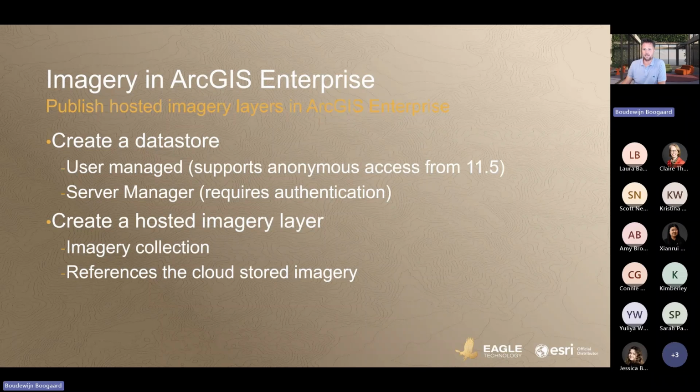It can be user managed, and from 11.5, the latest version, it supports anonymous access. So that is cool. Before, you needed authentication, or you could do it through the server manager, but that one still requires authentication. So in this case, you need an AWS key. We then create a hosted imagery layer using the imagery collection because we just want to reference the data. We don't want to download the data.